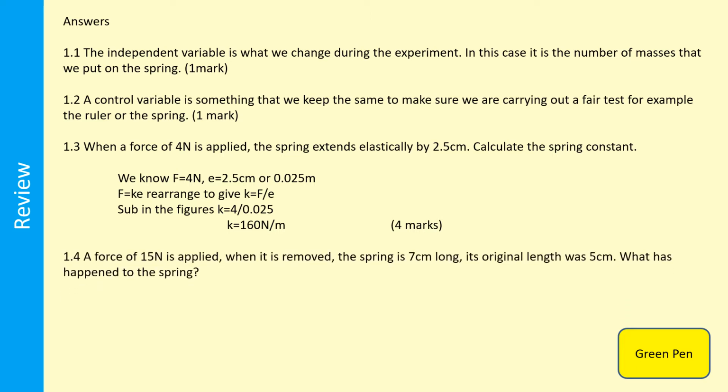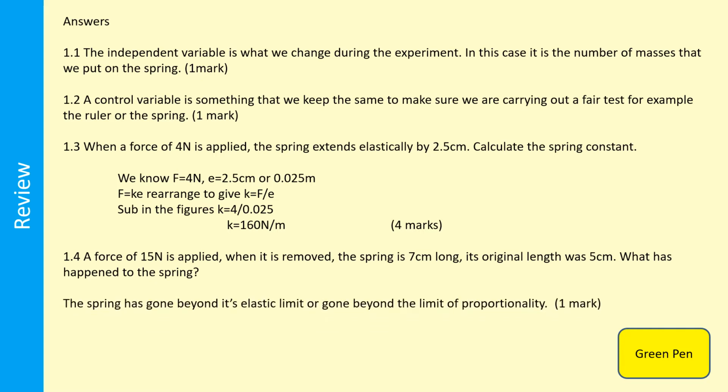Part 4, a force of 15 newtons is applied, and when it is removed, the spring is 7 centimeters long. Its original length was 5 centimeters. What has happened to the spring? So this time, when they've removed the weights, the spring is no longer its original length. And that should be the clue that you need to say the spring has gone beyond its elastic limit, or you could say it's gone beyond the limit of proportionality. They mean the same thing.